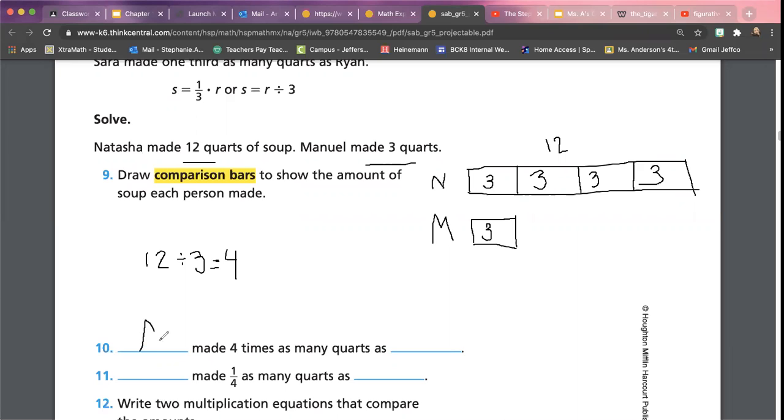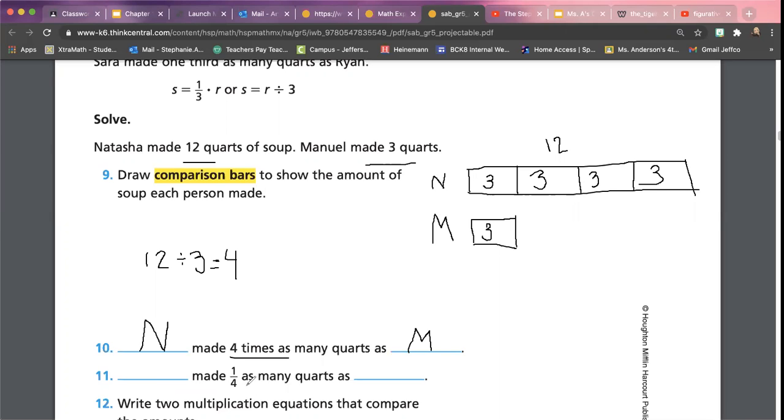I'm just gonna put an N. Because she has more than Manuel. Yeah, exactly, more. Okay. So I'm gonna say N made 4 times as many quarts than M. 4 times as many, 4 times more, exactly.